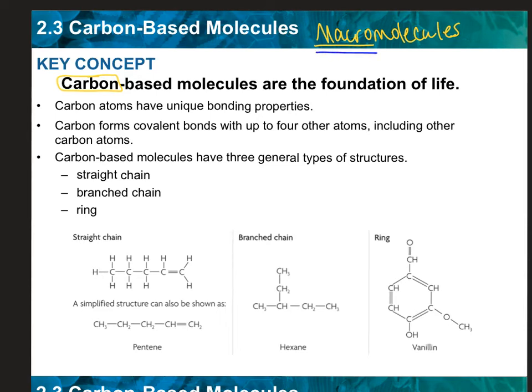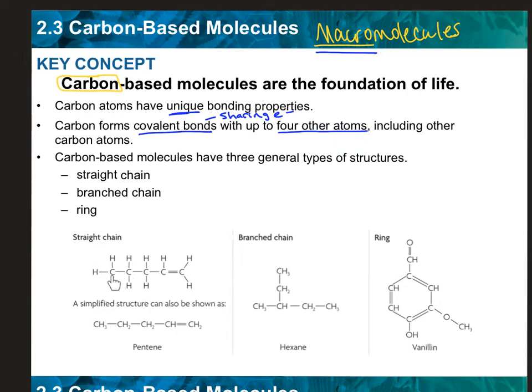So carbon is super unique because of the way that it bonds. What makes it unique is the fact that it can form covalent bonds, which we know means they are sharing electrons. We know that it can bond with 4 other atoms. So when I look at any single carbon, let's look at this one down here, I can see that it has 1, 2, 3, 4 bonds attached to it, to 4 other atoms.